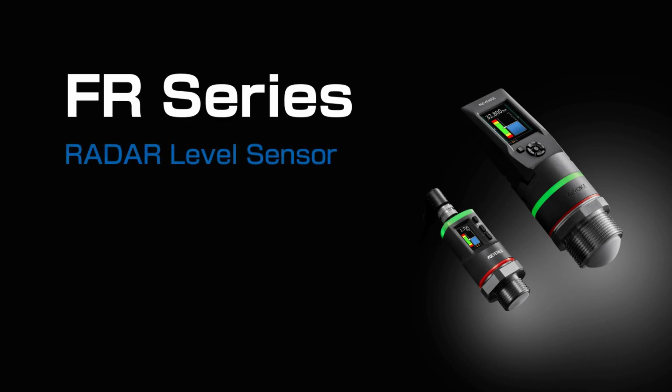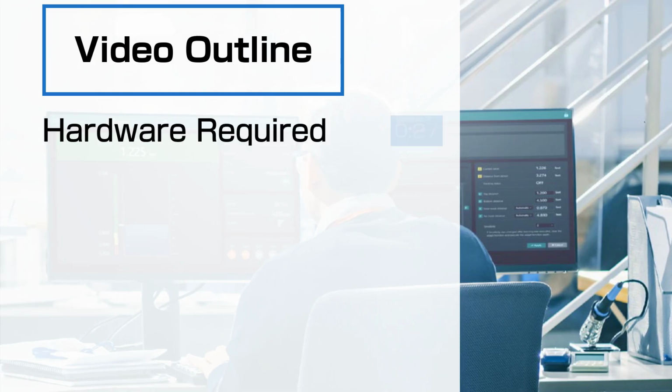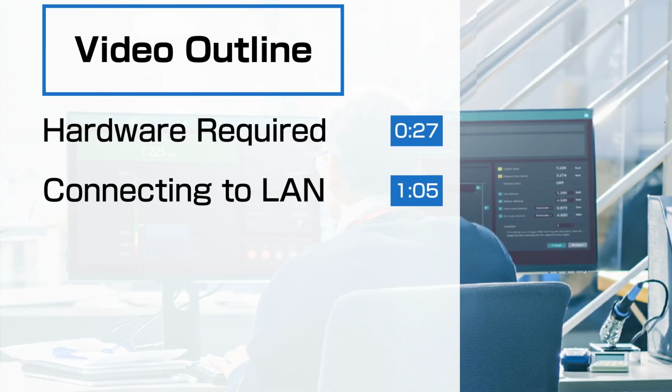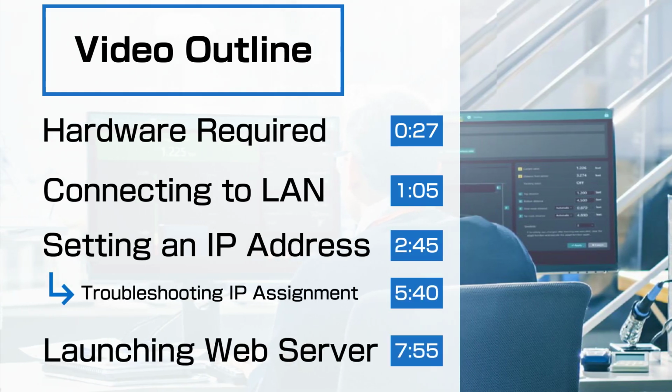Welcome to this setup tutorial for the FR Series web server function. This will cover the hardware you need, connecting to your local network via Ethernet, setting up an IP address, and launching the web server.